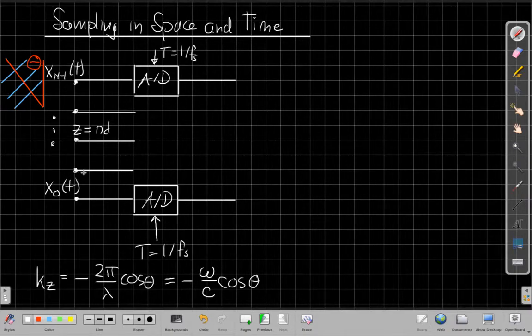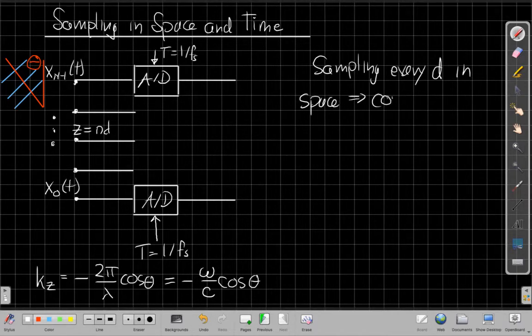And so we know that has implications, right? That sampling every d in space means that I make copies of X of k every 2 pi over d, right? This is where we have to worry about spatial aliasing. If this X of k is too wide, these copies will overlap.